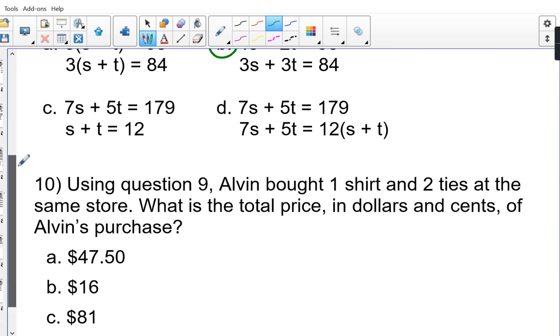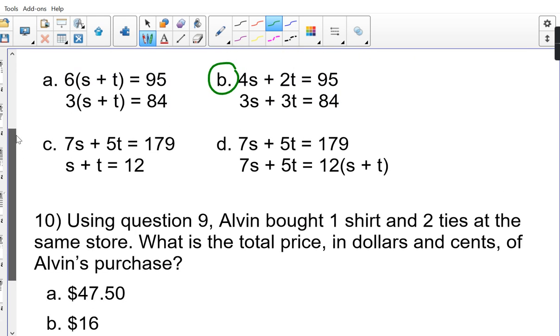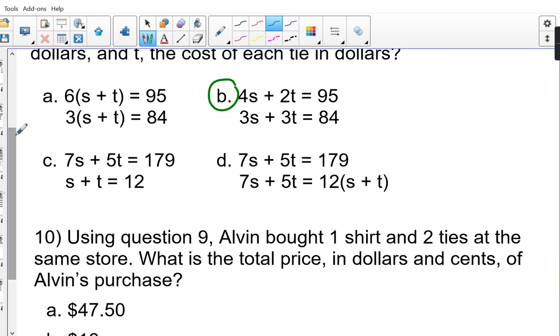In question 10, we need to use that question. Using question 9, Alvin bought 1 shirt and 2 ties at the same store. What is the total price in dollars and cents of Alvin's purchase? So if we want to figure out 1 shirt and 2 ties, then we need to figure out the cost of a shirt and the cost of a tie. And then we'll be able to figure out his purchases.